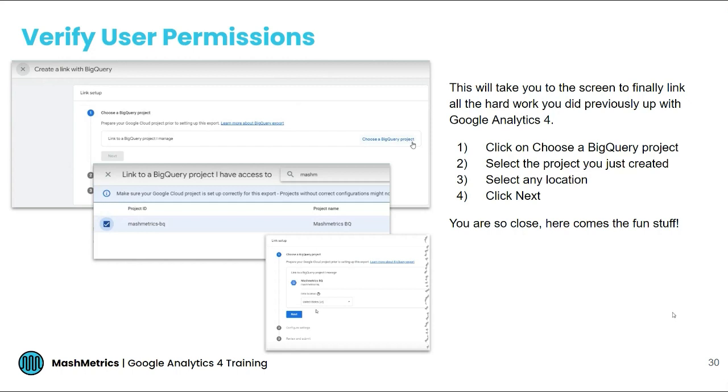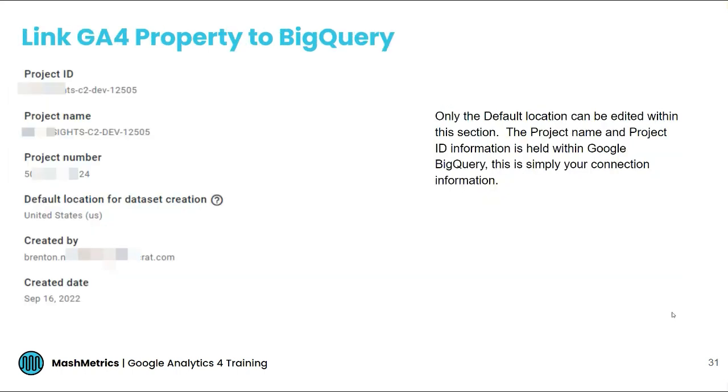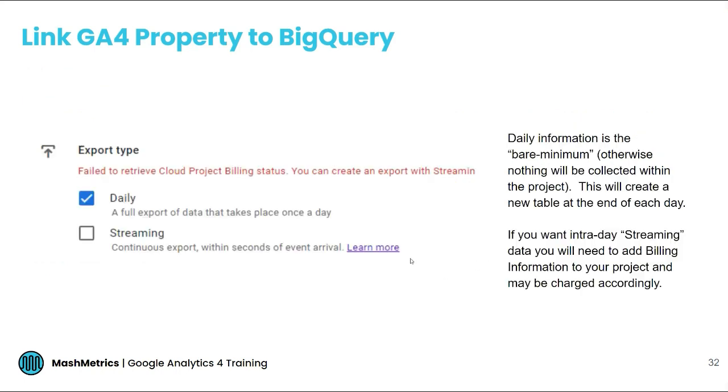You're so close. Here comes the fun stuff. First of all, at the top, you'll see the project ID, the name, and all of this. The only thing that can really be changed is the default location from here on out. So you'll be asked if you want to collect daily or streaming information. Again, like we said earlier, daily is basically the bare minimum, and for streaming, you'll have to go ahead and set up a billing account, etc. And unless you're looking at your data on an intraday basis, I wouldn't select it.